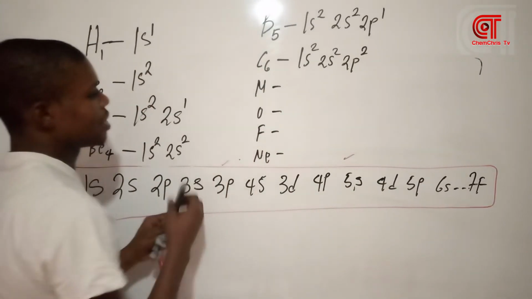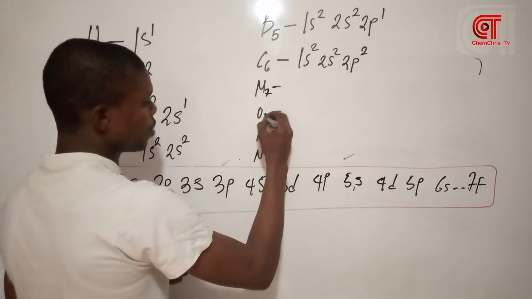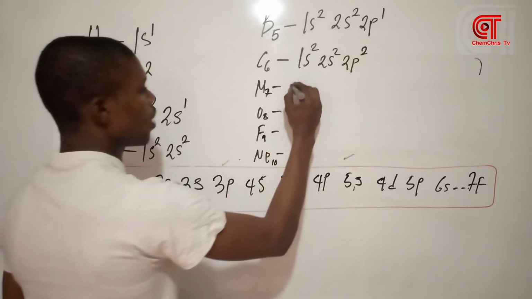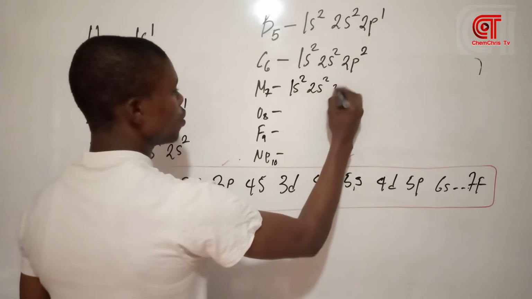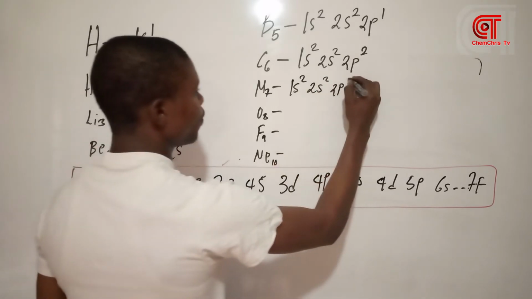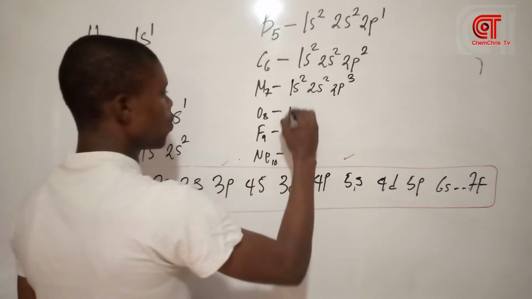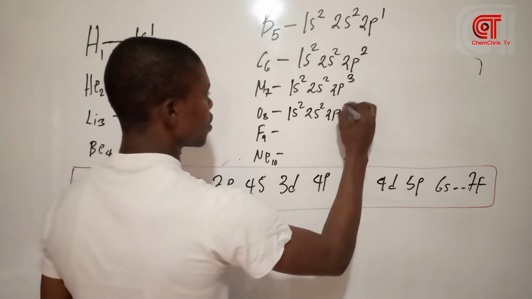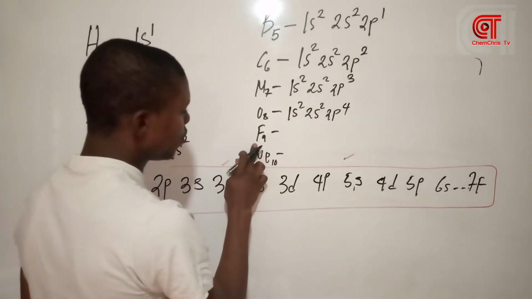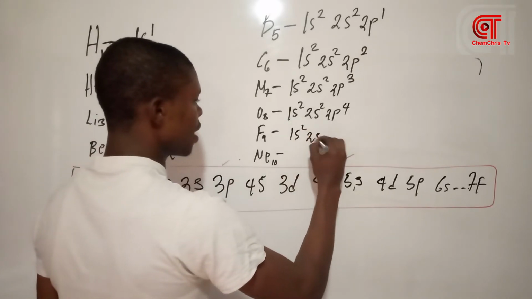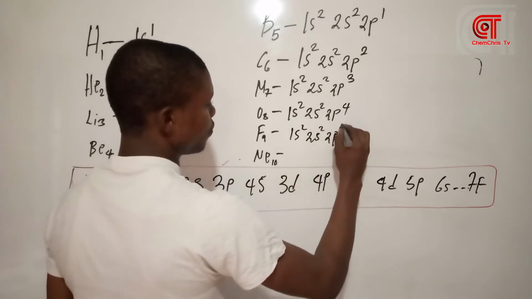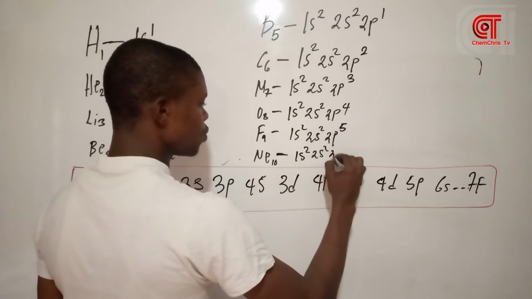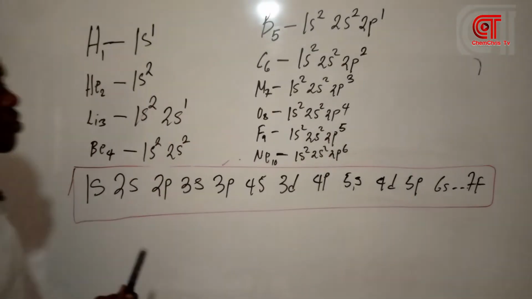So nitrogen is 7, right? Oxygen is 8. Fluorine is 9. Neon is 10, right? So what happened here? It's going to be 1s2, 2s2, 2p. Now how many are left? 3. 3 is going to be here, right? Oxygen, here we have 1s2, 2s2, 2p4. Then fluorine is 1s2, 2s2, 2p5, right? So here we have neon, 1s2, 2s2, 2p6. You see how easy it is, right?